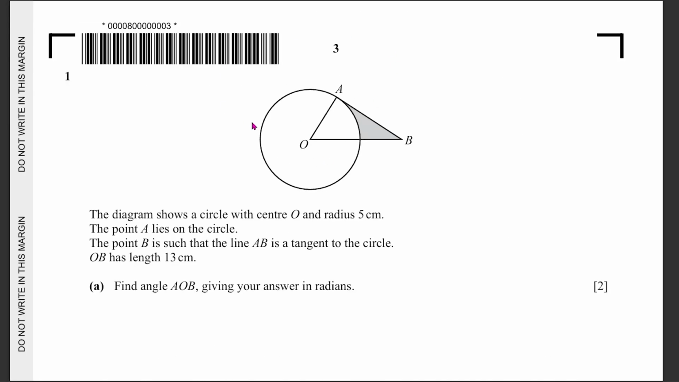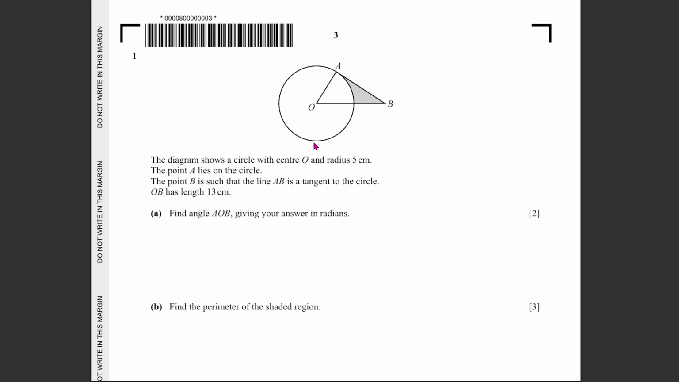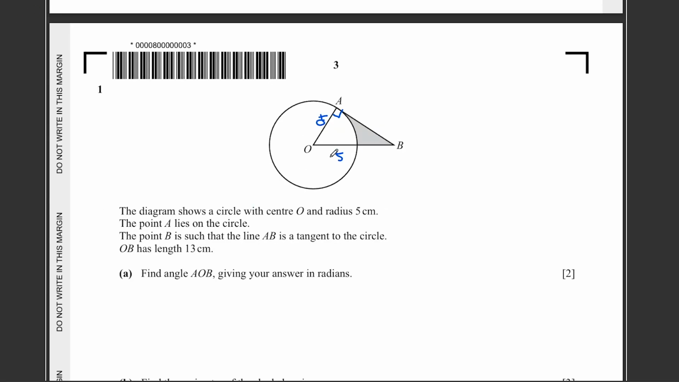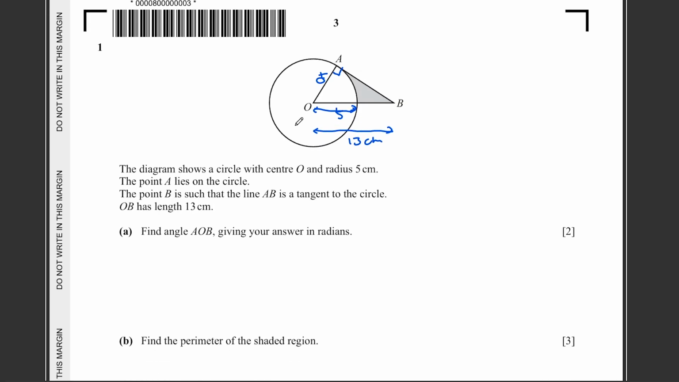Okay, question 1, there is a circular measure question. There is a center O with radius 5. So let me label the radius, it is 5. Then A and B: A lies on the circle, and AB is a tangent. Once it says tangent, we know that there is a perpendicular line already. OB has a length of 13. This one is not the radius; OB is the whole line, it's 13 cm. So that's all the information that we have.